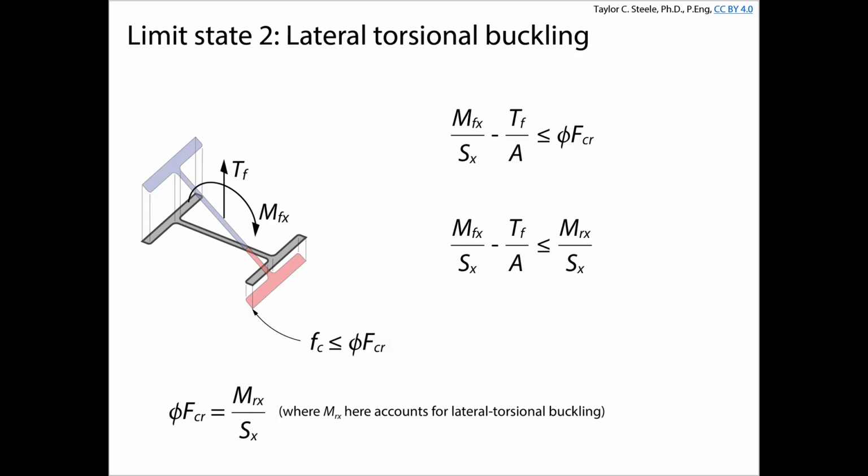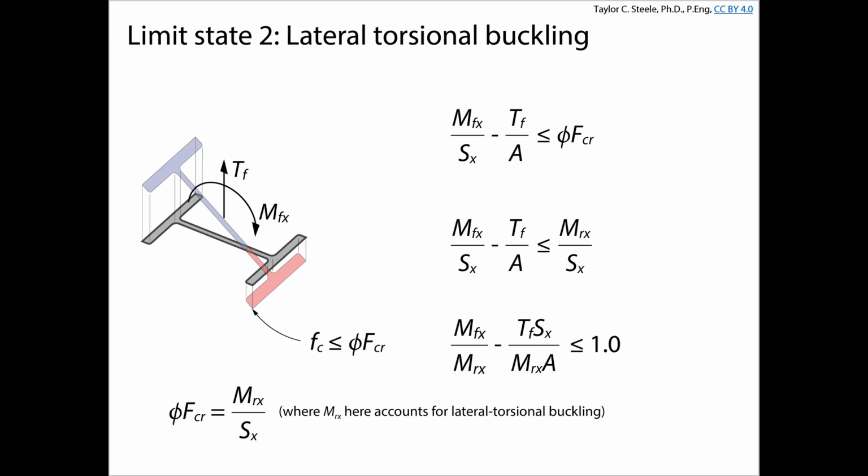So what we're going to do is make sure that the combined stresses, MFX over SX minus TF over TA, don't exceed that critical stress, which we're going to call MRX divided by SX. If we rearrange that equation, we get something a little funky looking. We divide through by MRX over SX, SX goes away, and we end up with MFX over MRX, and then this weird thing, TF SX divided by MRX A. That's kind of a weird ratio.